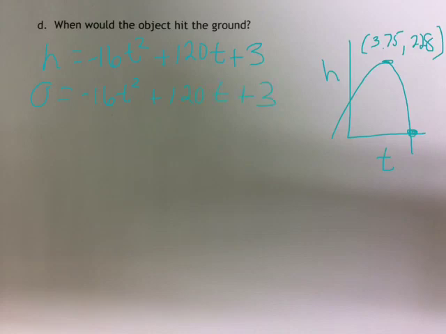Okay, now, if it weren't for this middle term, this actually would be pretty easy. I could just move the 3 to the other side, divide by negative 16, and take the square root. Unfortunately, that term is there, so what we're going to have to use is the quadratic formula, which I'm sure you all know and love. So let's just review what that is. t equals negative b plus or minus the square root of b squared minus 4ac, over 2a.